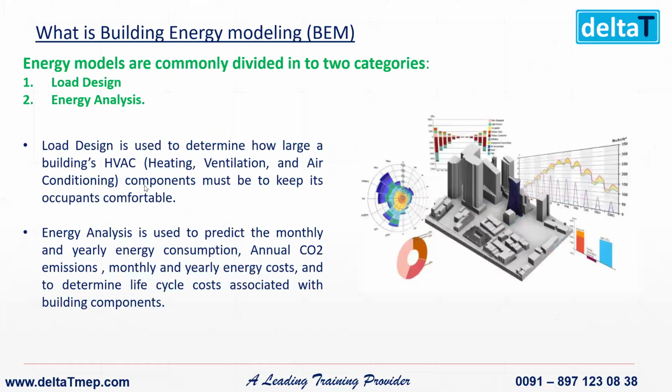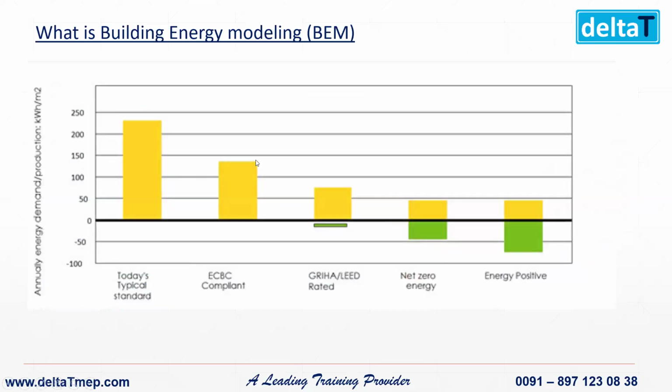This is the software we use. Then, here in India we have a standard, ECBC, the Energy Conservation Building Code, remember. And GRIHA is about, I think, Indian, and then net zero energy and energy positive. Try to observe the difference. This is the annual energy demand, in kilowatt hours per square meter. A typical standard has more. In ECBC we are reducing. Now in GRIHA, whatever energy we consume, we are trying to produce some energy also.